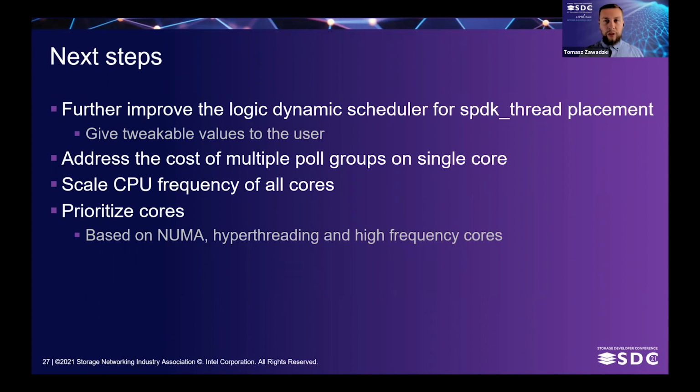The cost of multiple poll groups on a single core needs to be addressed to further reduce the CPU utilization. And right now, the dynamic scheduler is using the DPDK governor, which only scales the frequency of the main core. This could be improved by changing frequencies of other cores depending on their load too. Finally, the dynamic scheduler prioritizes core selection based on their lcore number, but the selection could take into account other factors such as umonitor, hyperthreading, or high-frequency cores.